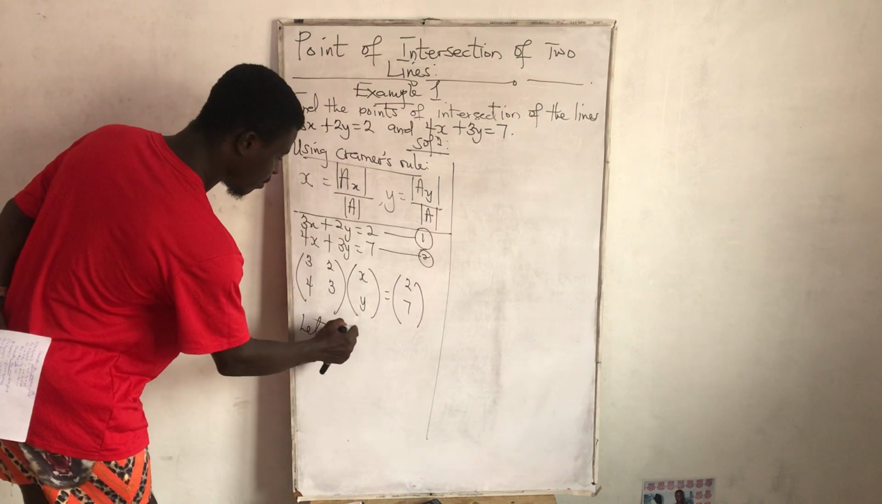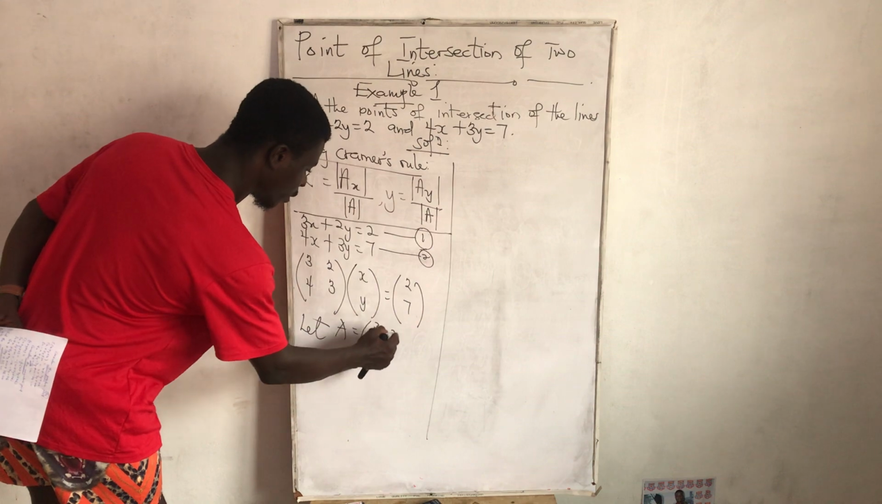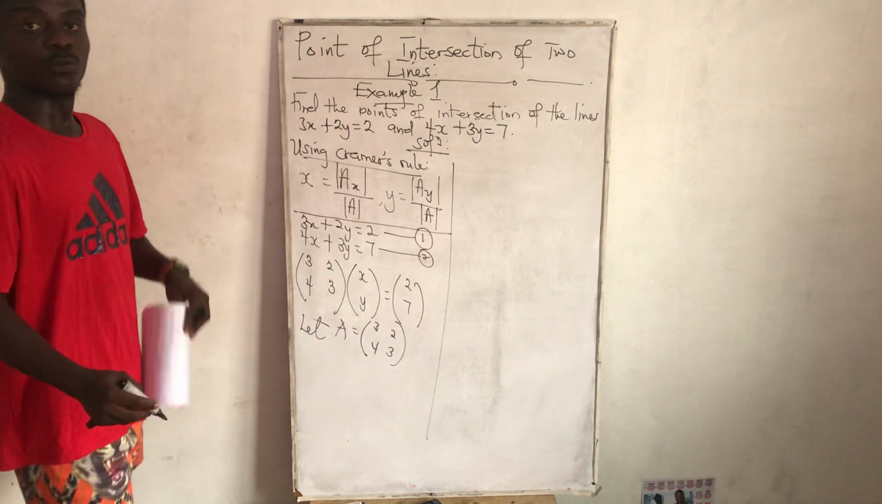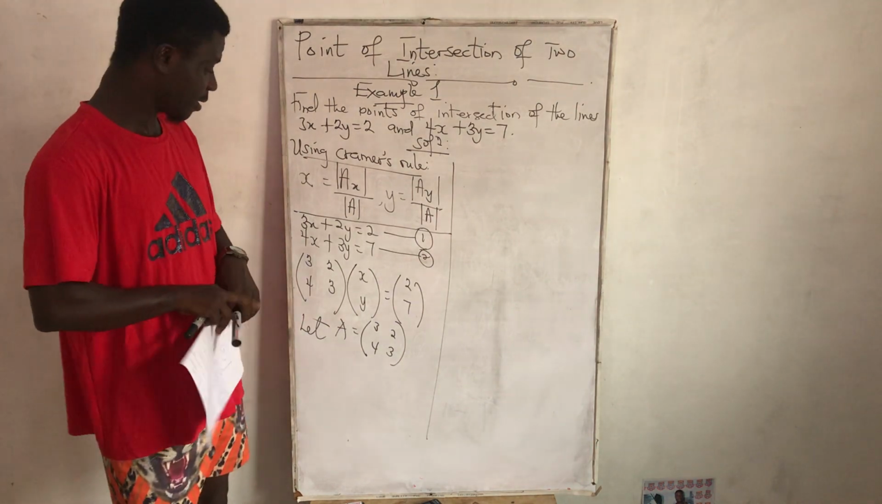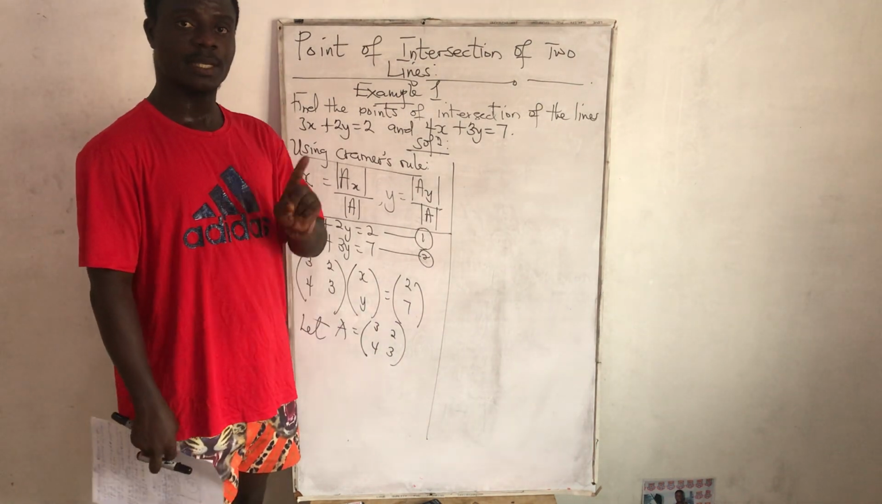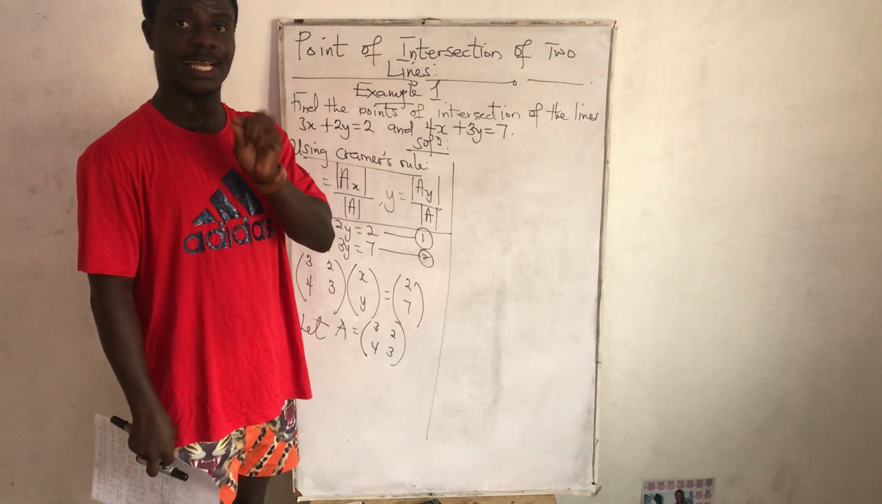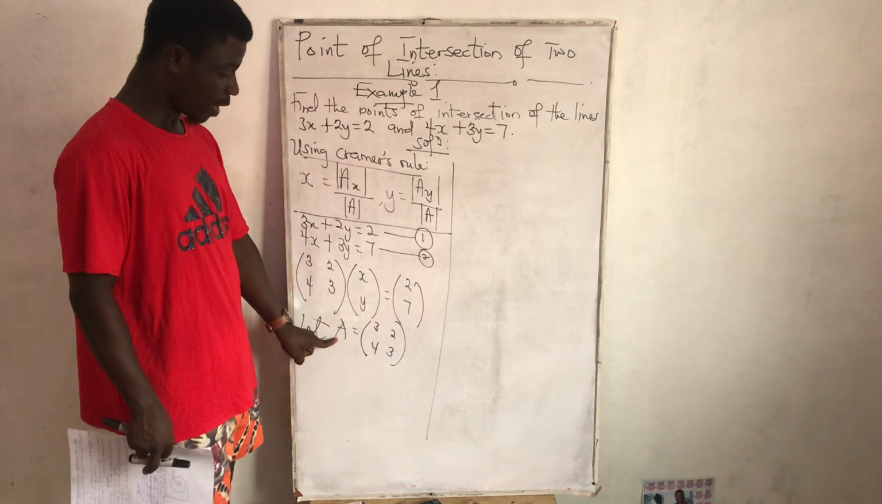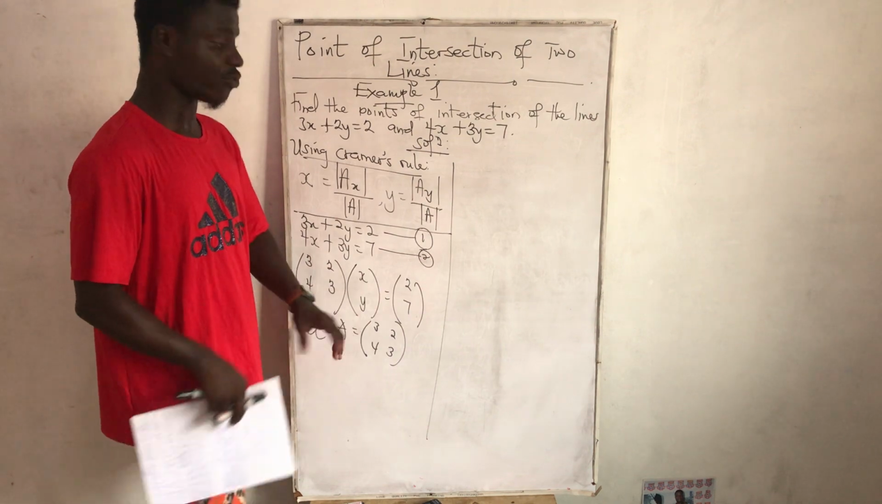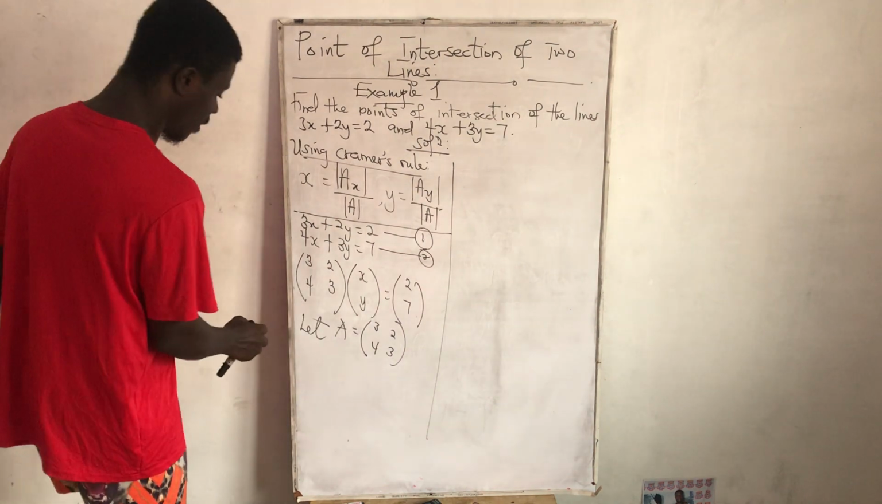Let A be equal to 3, 4, then 2, 3. Now, we have to find the determinant of that. The determinant is a value. We are obtaining a single value. So we have to find the determinant of this matrix A. So how can we find the determinant?